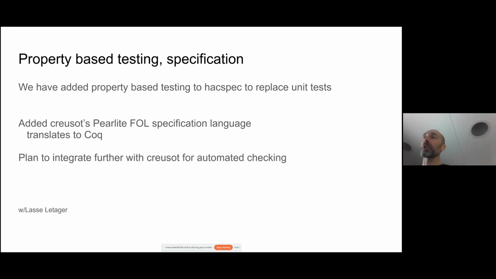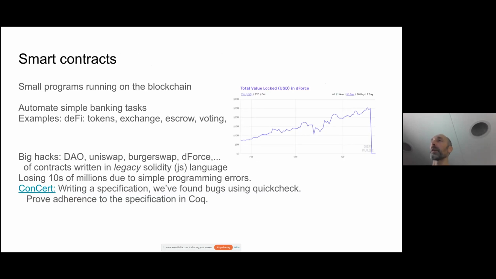And what we hope to do is to further integrate with Crusoe to have both interactive and automatic checking in hexspec. And this is work together, or mostly by Blased. So this is a part about high assurance cryptography, and as I said, we're also using this for smart contracts.